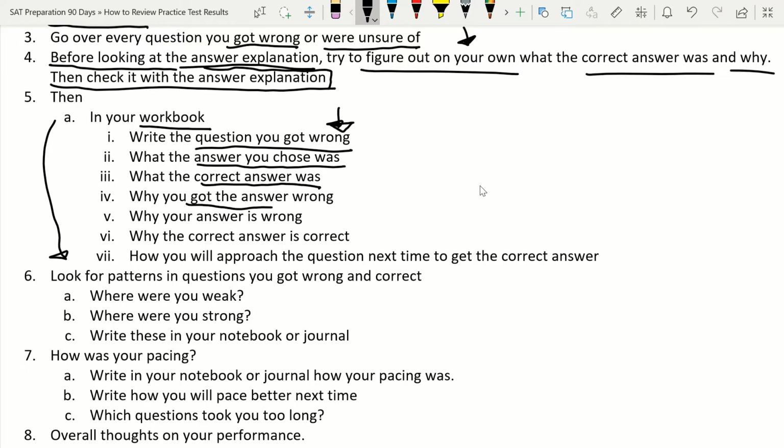Write why you got the answer wrong. So you can write down your thought process. Maybe you got the answer wrong because you forgot to subtract 2, or you forgot to pay attention to the end of a math question and you didn't add 2 to x when it asked for the value of x plus 2 or something like that. But write why you got the answer wrong.